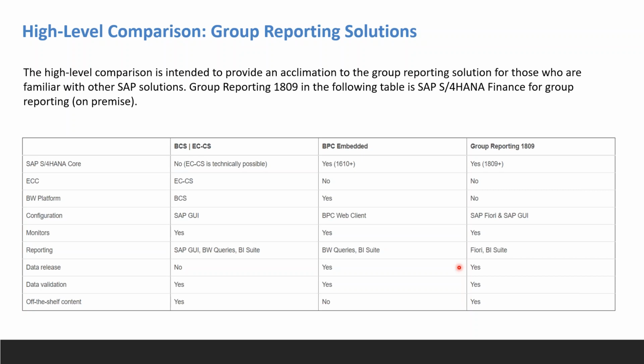SAP came up both on the cloud as well as on the on-premise solution, the group reporting. So here it gives the high-level comparison and the group reporting. Either way, BCS and ECCS are not on the S/4HANA core, but BPC embedded and group reporting reside on S/4HANA, and ECCS is on the ECC side. BCS is on the BW platform, and BPC is also on the BW platform, but group reporting is not on the BW platform. Configuration we are going to do through the GUI.